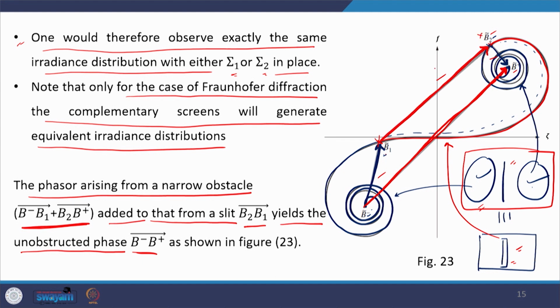Now, if you add all three phasors, let us pick a different color for addition. Let us add this vector with this vector and then finally add this vector. If you add all these three vectors, you get this line which starts at b minus tilde and ends at b plus tilde, which is the phasor due to an unobstructed source, which is what the Babinet principle said. If you add the contributions from two complementary screens, you will get a disturbance of an unobstructed source. Now, this is all for today.